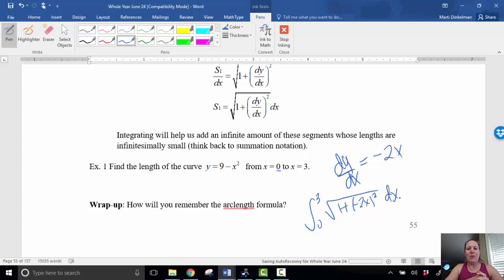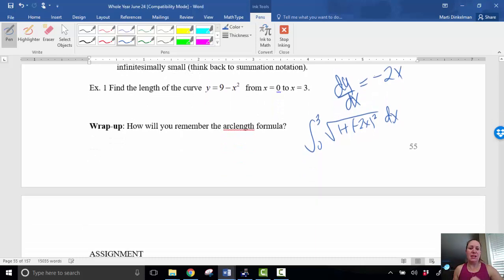And so hopefully we won't have to do that. We'll just get our calculator for those. So again, just a matter of knowing that formula, plugging pieces in, and getting used to it.